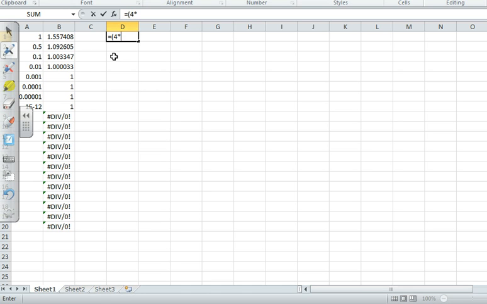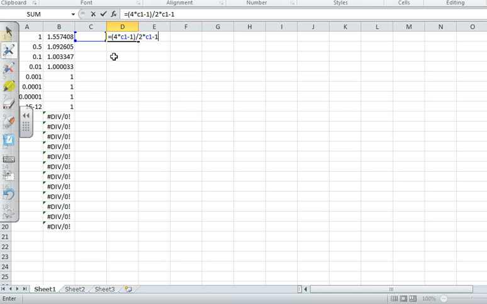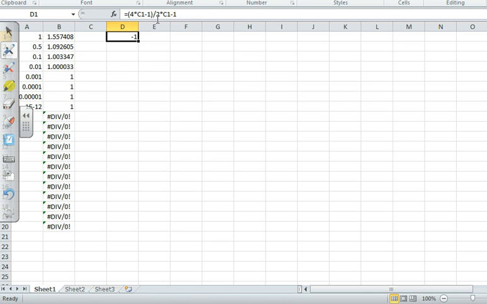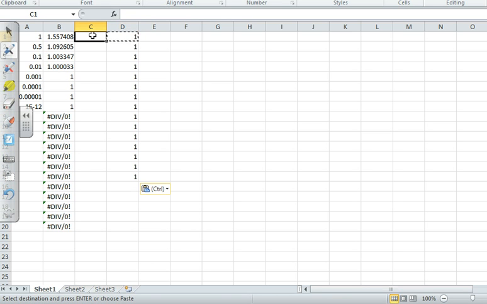4 times x squared minus 1, divided by 2 times x minus 1. And I'm missing a parenthesis. Where's my parenthesis? Parentheses, boom. And we'll copy, paste it down there. And what are we doing? We're approaching minus 1/2.